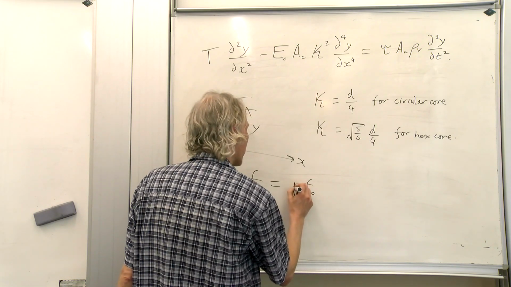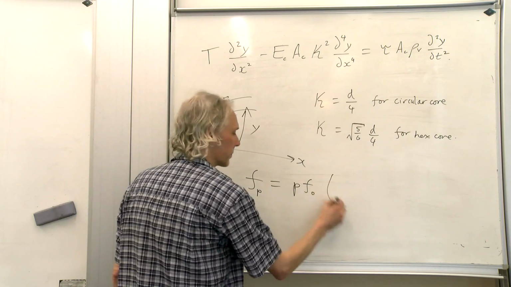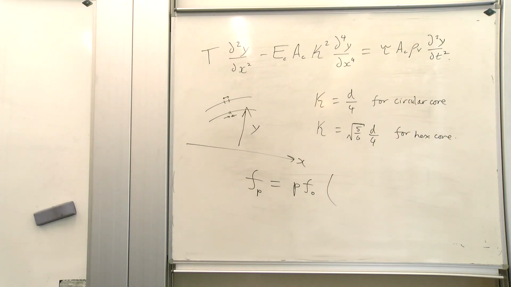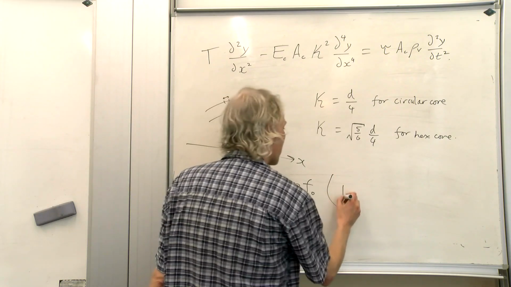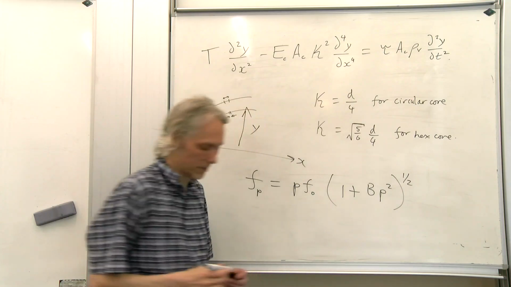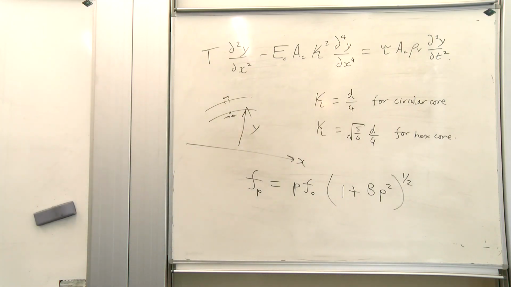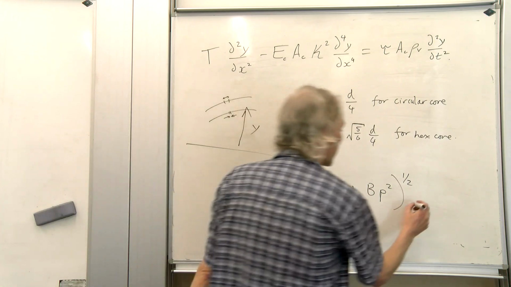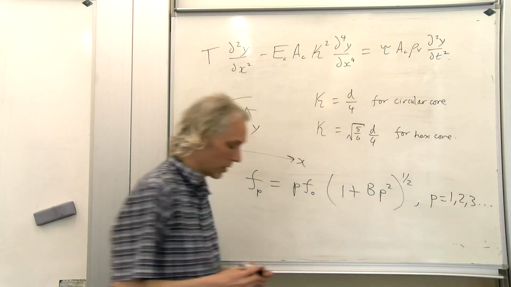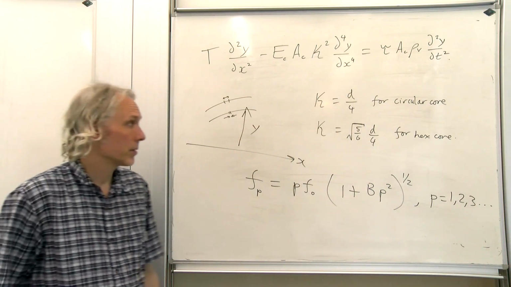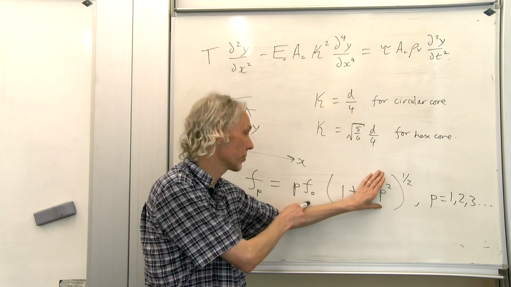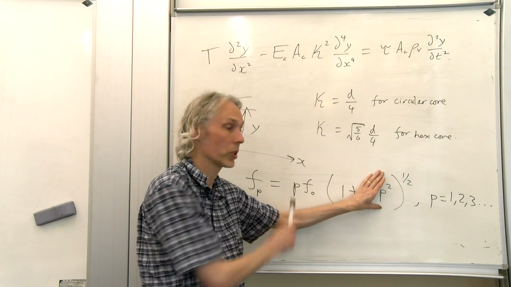So F0 is what the fundamental frequency would have been if we weren't accounting for stiffness, and then we've got 1 plus B P squared, and all this is square rooted. Okay, so that's going to be a set of frequencies, where P is an integer number: 1, 2, 3, 4, and so on. If B was equal to 0, we'd have F0, and then 2F0, and 3F0, and 4F0, and we've got a harmonic series.